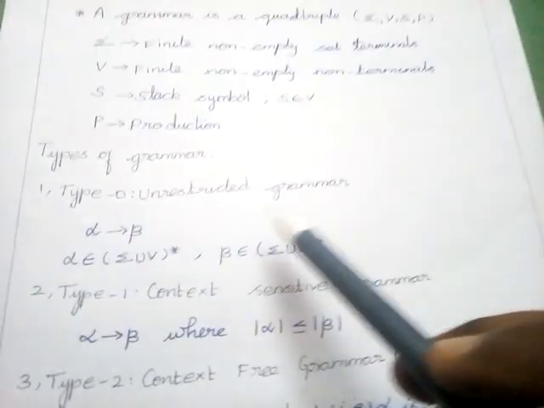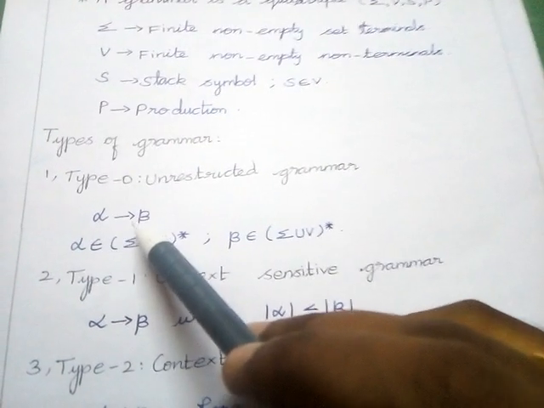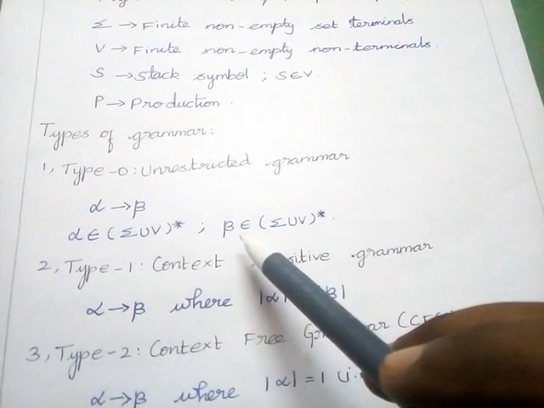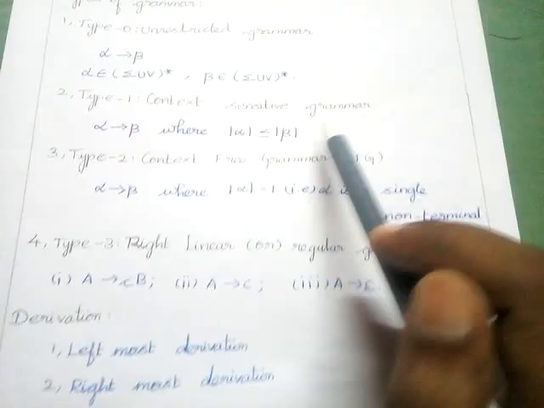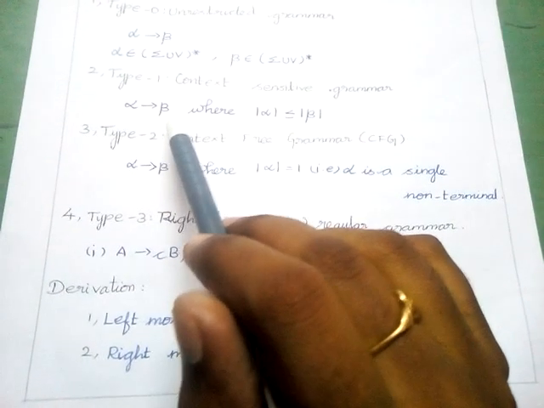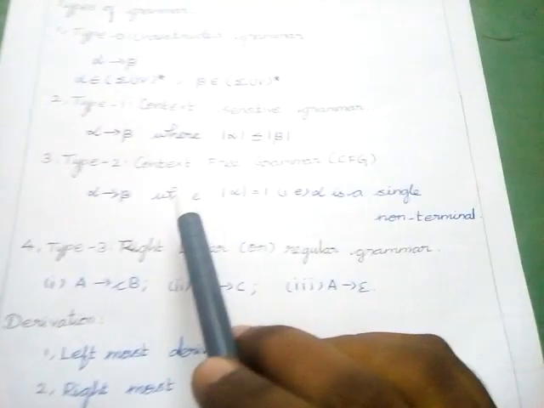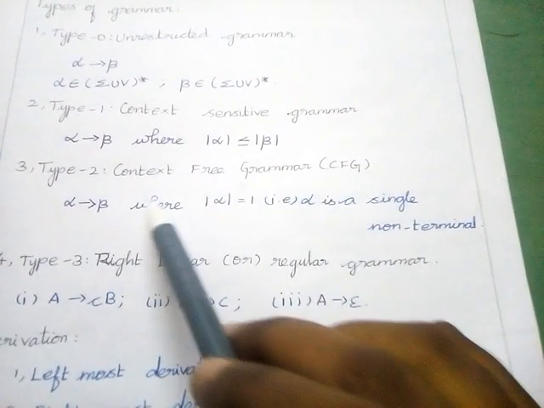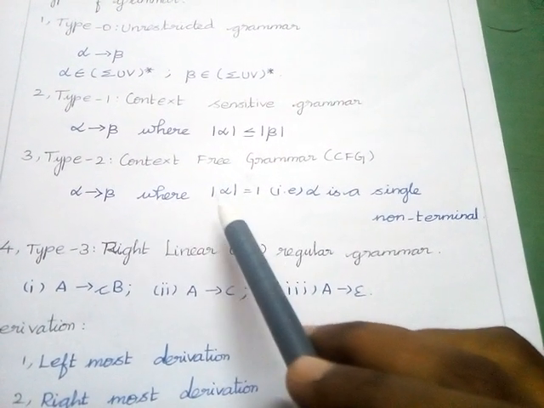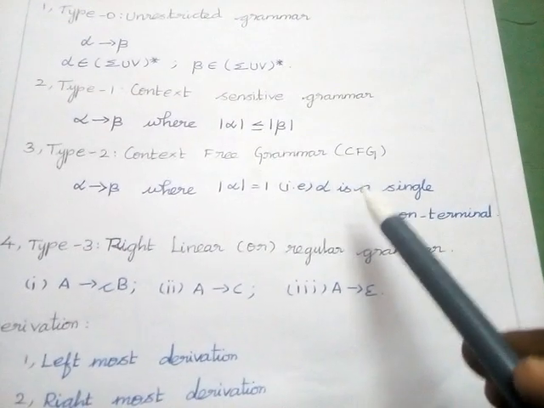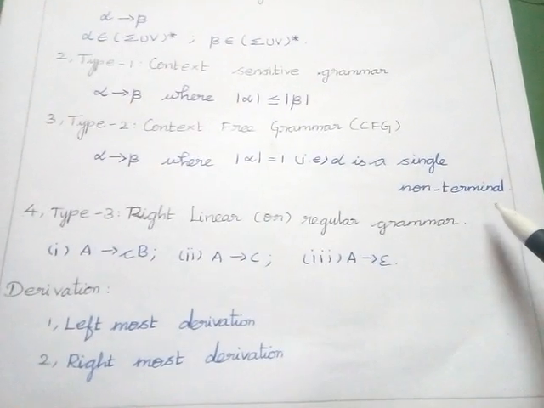Type 0 is an unrestricted grammar. It is in the form of alpha derives beta, where alpha and beta are elements of (Sigma U V) whole star. Type 1 is a context sensitive grammar. It is in the form of alpha derives beta, where modulus of alpha is less than or equal to modulus of beta. Type 2 is a context free grammar. It's in the form of alpha derives beta, where modulus of alpha is equal to 1. That is, alpha is a single non-terminal on the left hand side.